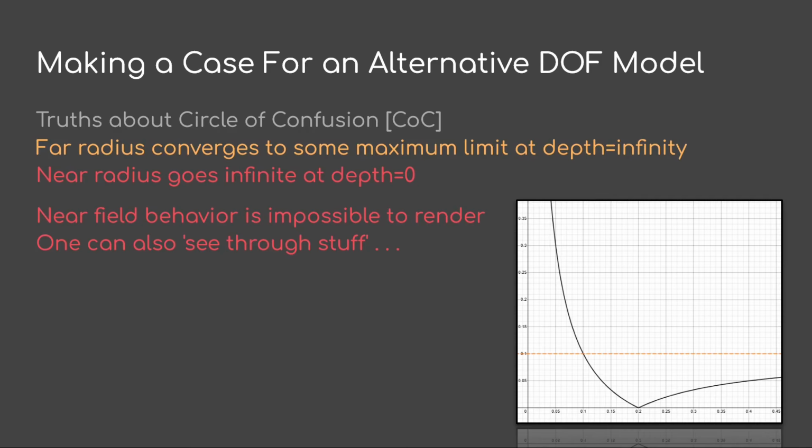Let's start with some truths about the circle of confusion. Far radius converges to some maximum limit at depth equals infinity. This part is very easy to handle. However, the near radius goes to infinity at depth equals 0. Thus, near field behavior is impossible to render correctly. And note, one can also see through stuff in various cases.